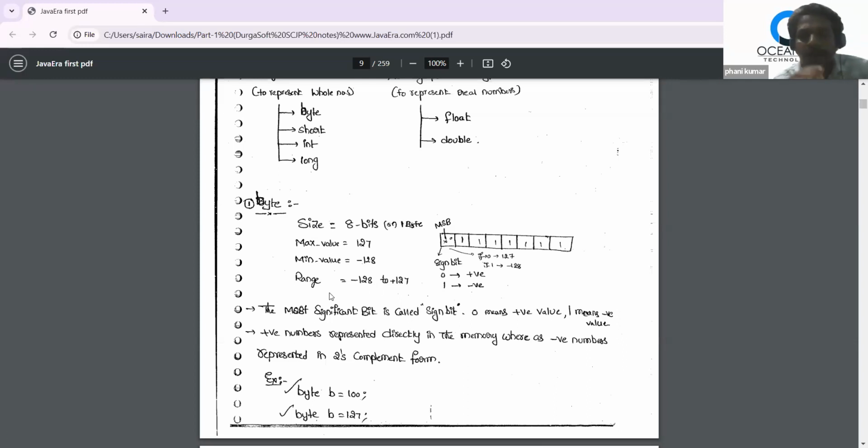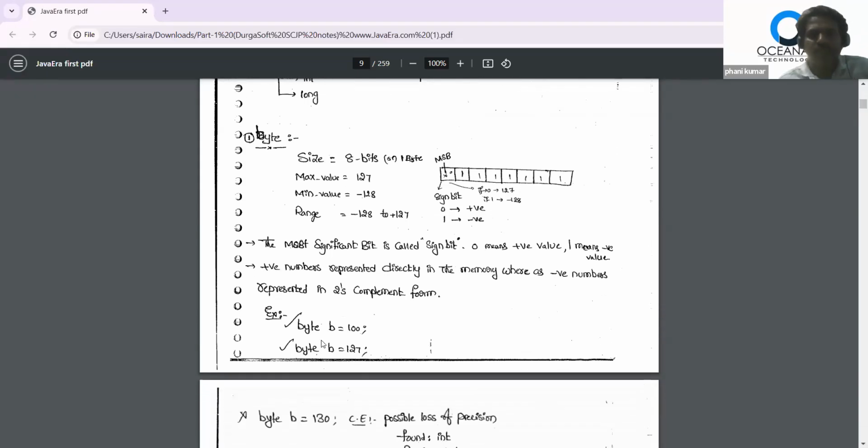The range is minus 128 to plus 127. Clearly, that means minus 128 to 127. You can assign minus 128 to 127, the range between numbers. Minus 127, minus 126, minus 125, minus 100. You can assign all the negative numbers and also positive numbers, 100, 10, 20. The range is minus 128 to plus 127. Clear? I will give some examples of this type.